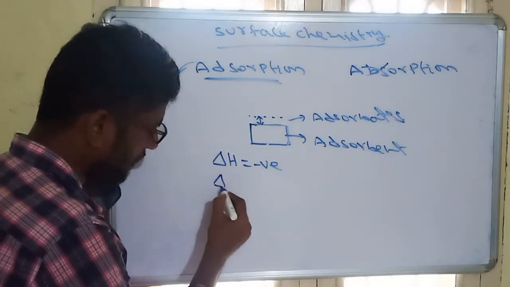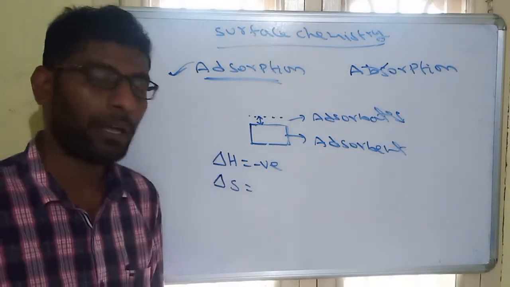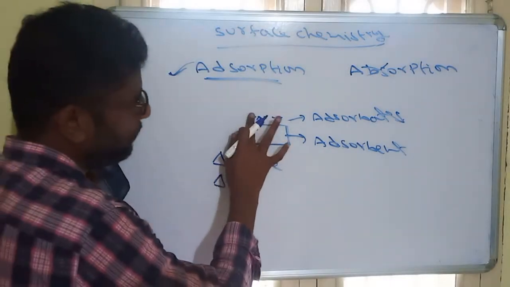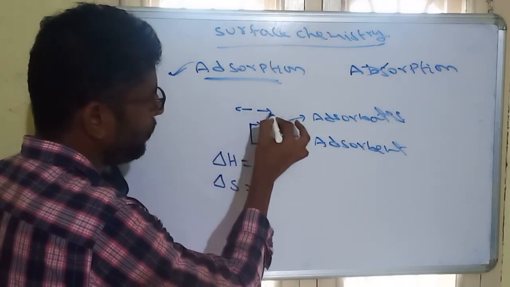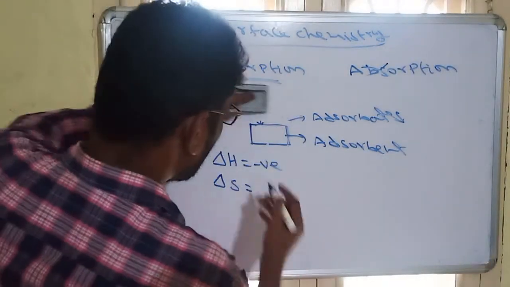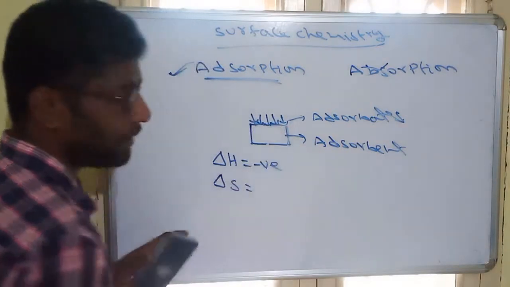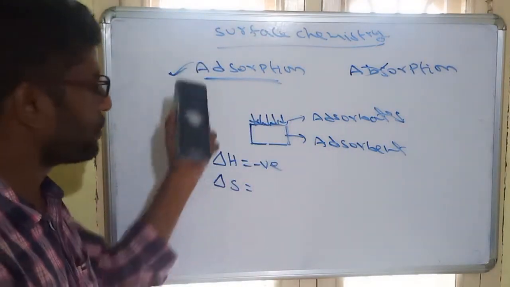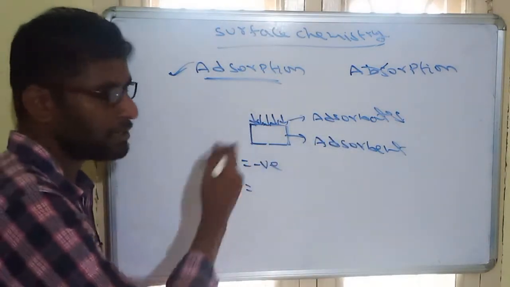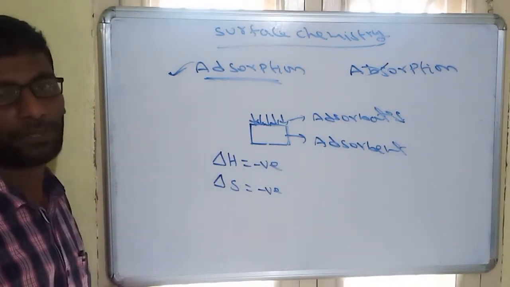Similarly, when you observe delta S, entropy, H is the enthalpy, S is the entropy. Before adsorption, particles move randomly in any direction. But when they are adsorbing, all particles are becoming ordered. So randomness is decreasing. During adsorption, randomness will decrease. When randomness is decreasing, entropy will decrease, delta S will have a negative sign.